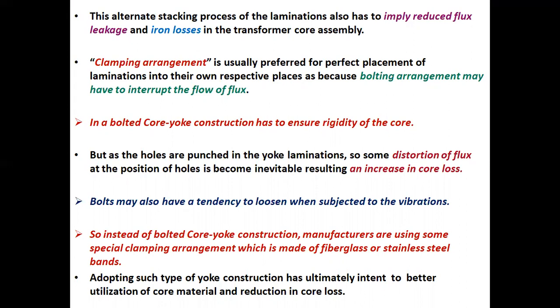Bolts may also have a tendency to loosen when subjected to vibrations. So instead of bolted core yoke construction, manufacturers are using a special clamping arrangement, which is made of fiberglass or stainless steel bands. Adopting such a type of yoke construction ultimately leads to better utilization of core material and reduction in core loss.